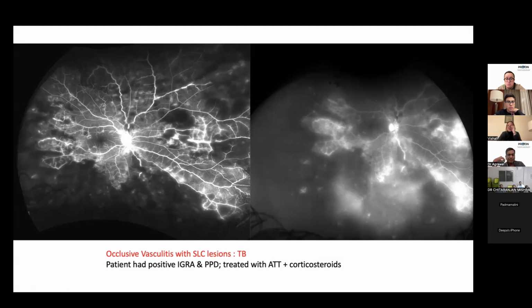So just the ultra-wide field imaging minimizes my labs. I'm just thinking of TB at this point of time. So I'll get very basic tests done to rule out TB. So in this patient, the test for TB came out to be positive.